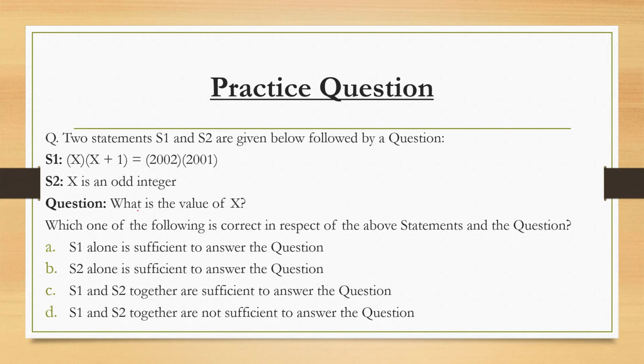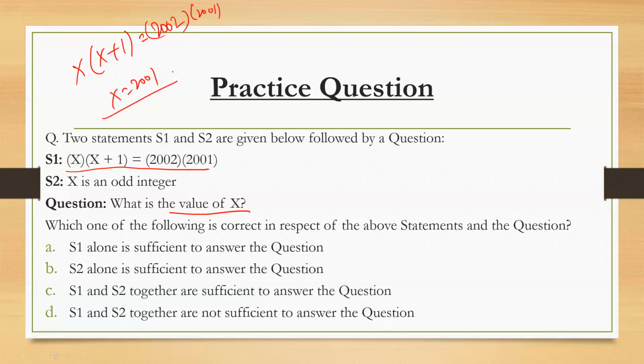Okay. So here what you have, what is the value of X? Now if you see this here, you find X into X plus 1 is 2001 and 2002. Right. So X is 2001. Fine. So you are able to get this value. That is, X plus 1 is 2002.